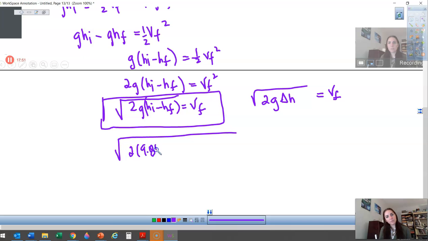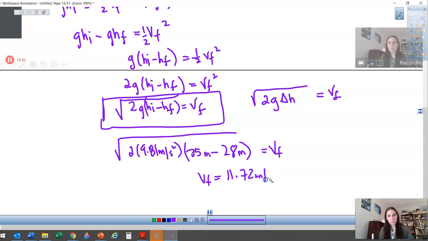2 times 9.81 times the initial height minus the final height. So 35 minus 28 gives you 7. So the final velocity, after I just plugged them all into my calculator here, and there you have it. So notice that it's slower than what you had at the bottom.